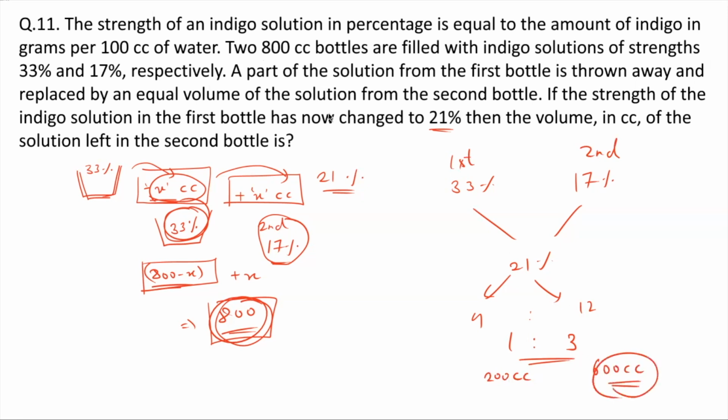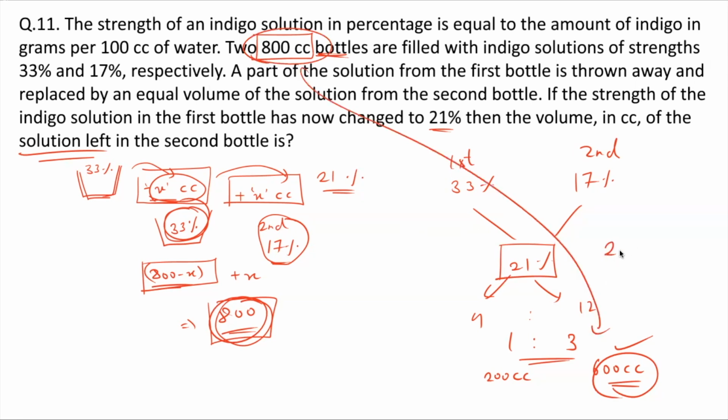Now, the second solution also was an 800 cubic centimeters bottle, right? From that, you remove 600 cubic centimeters to give overall 21%. So what is the solution left in the second bottle? Original 800 cubic centimeters minus 600. The required answer is 200 cubic centimeters. That's the answer to your question.